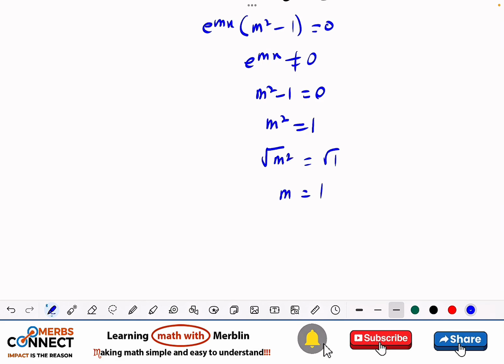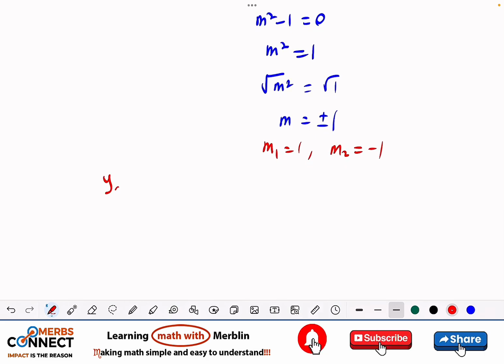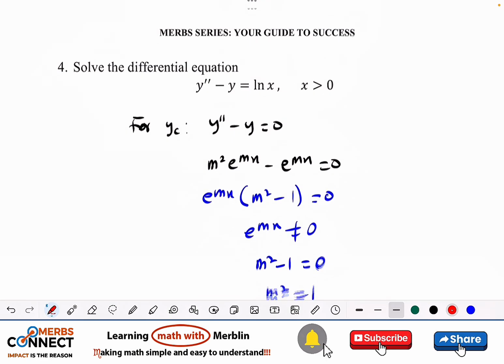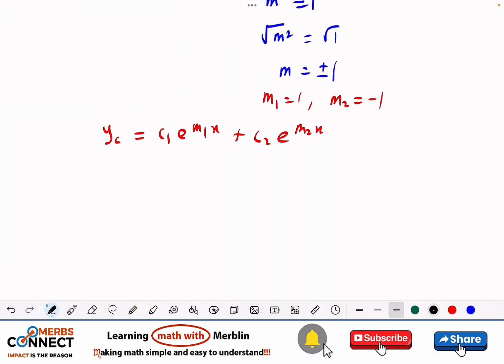Now m is equal to 1. Here it means that it is a double root. Don't forget, this is a double root, right? Because we are having 1, and this is kind of, oh, this is not a double root. Sorry, this is going to be plus or minus 1. So let's assume that m1 is 1 and m2 is equal to minus 1. So complementary solution, c1 e to the power m1 x plus c2 e to the power m2 x. Is that right? Good. Then we have complementary solution c1 e to the power x plus c2 e to the power minus x.